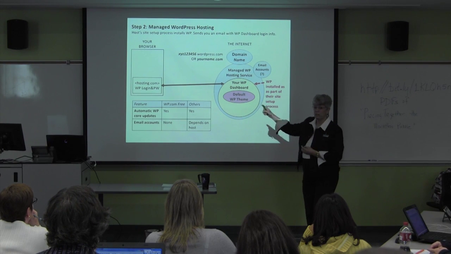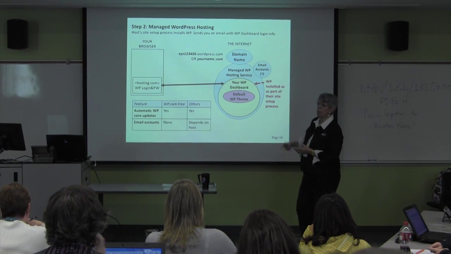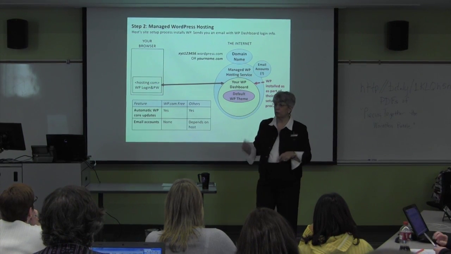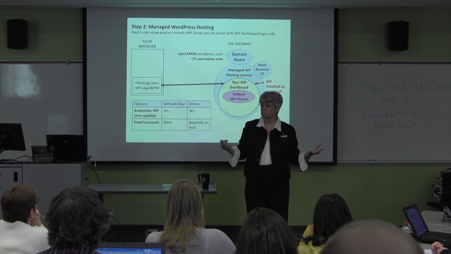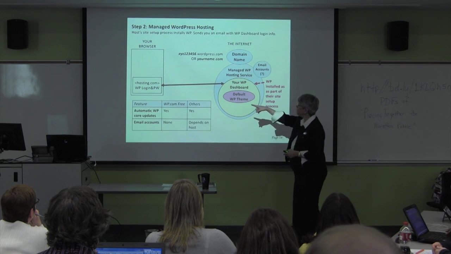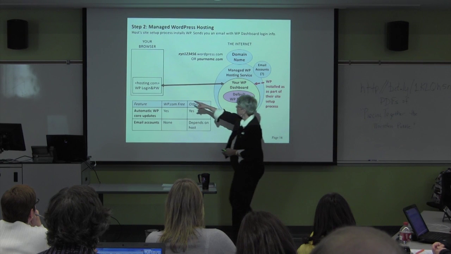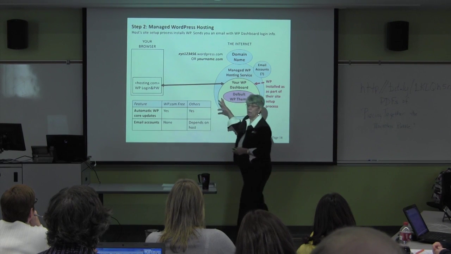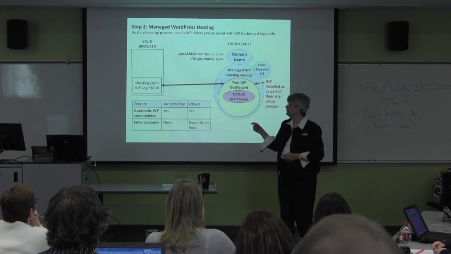Okay, so I'm going to start taking you through this diagram. You're going to see variations of this through this part of the presentation. So up at the top, at this point, you press submit, you've plunked down your credit card, you get an email from them with some information on it. They're going to give you the link for your WordPress control panel, your WordPress admin area.